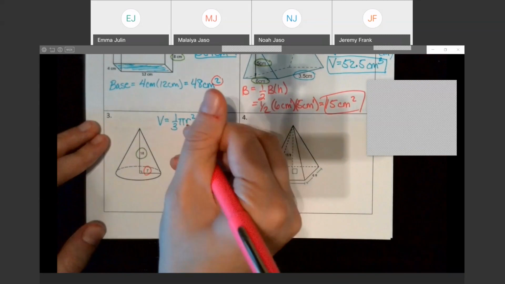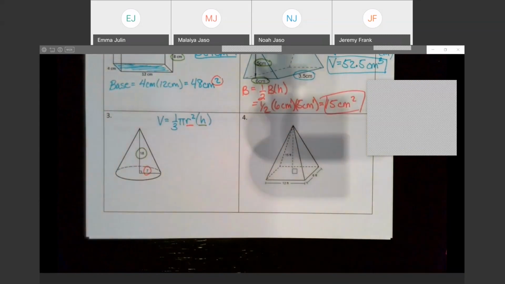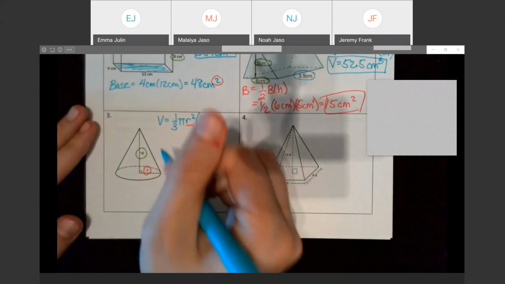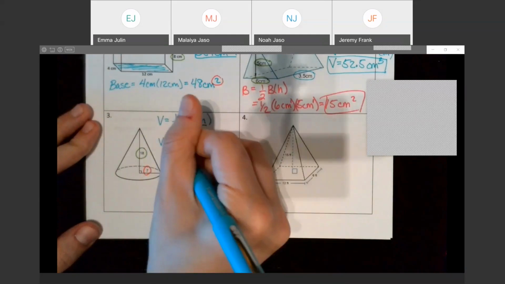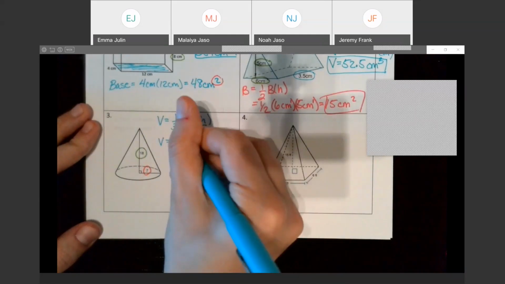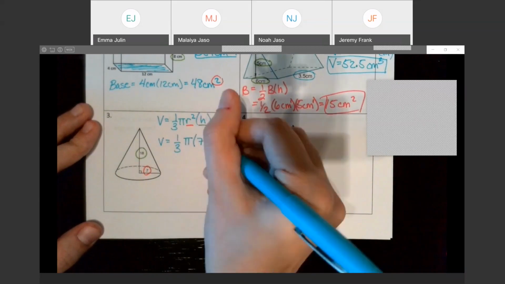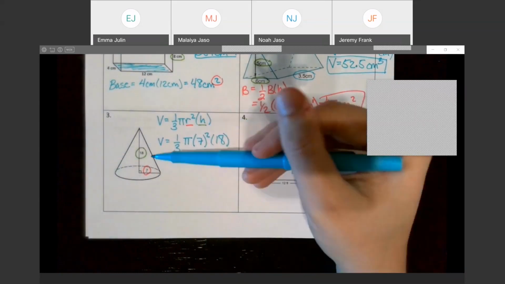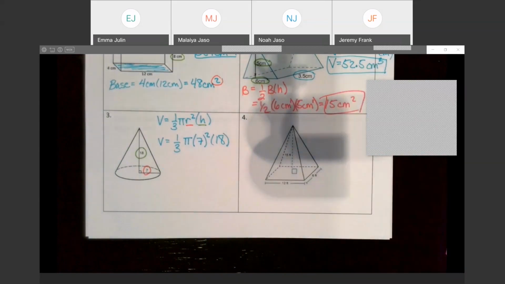So since I know all the necessary information, I'm just going to plug it in first. Rewrite your equation with all your known information, which means it should be V is equal to 1/3 pi times 7 squared times 18. So again, all we did is we took our known information from the picture and plugged it into our formula so we could start solving.